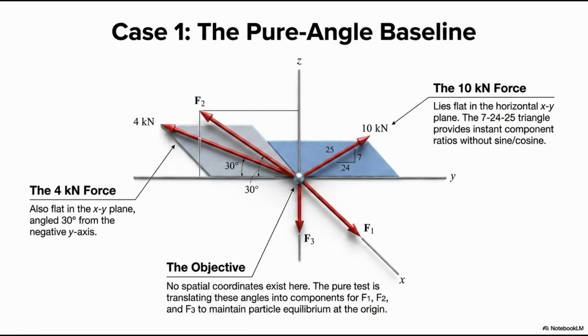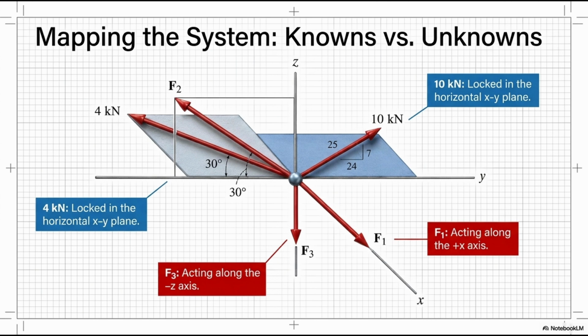This falls under basic concurrent force equilibrium. Since the problem provides no spatial coordinate points at all, it tests one specific capability: our ability to translate angles directly into force components. To proceed, we isolate the particle at the origin and construct the free body diagram. Observing the setup, there are no special constraints, no pulleys, no springs, or zero force members, only pure geometric decomposition.